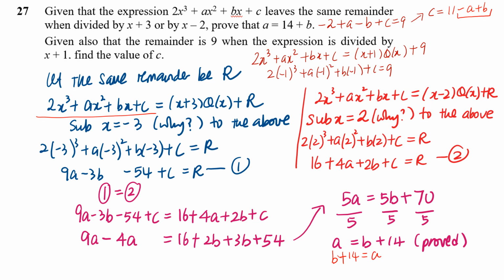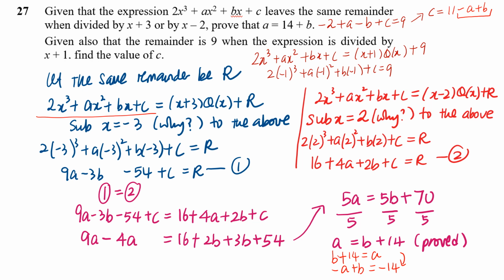So minus a plus b will give you negative 14. You just write from here to here. Take minus a on both sides, so it becomes minus a plus 14, then bring the 14 over to the other side, so it becomes negative a plus b equals negative 14. So negative a plus b is negative 14.